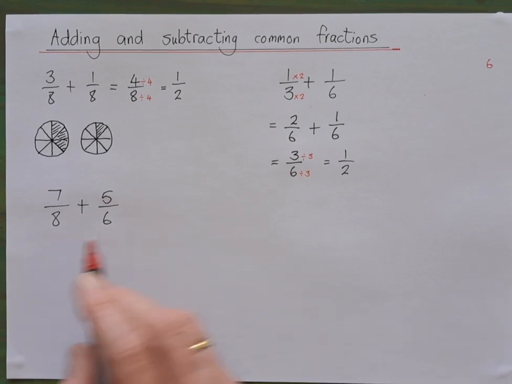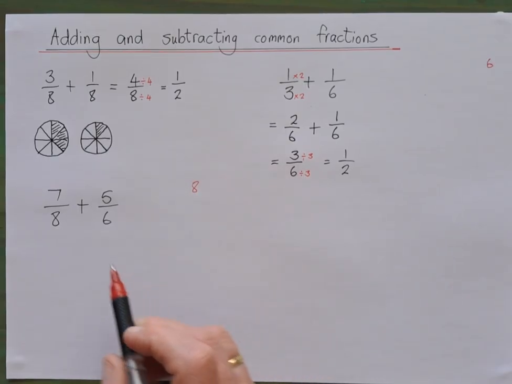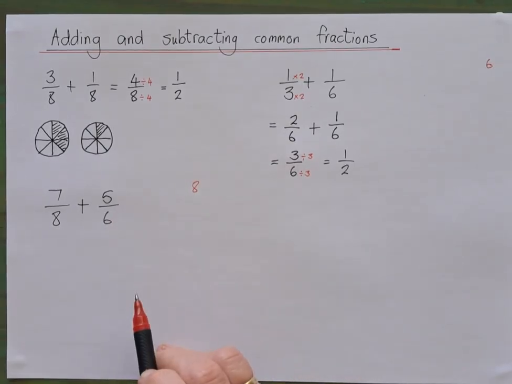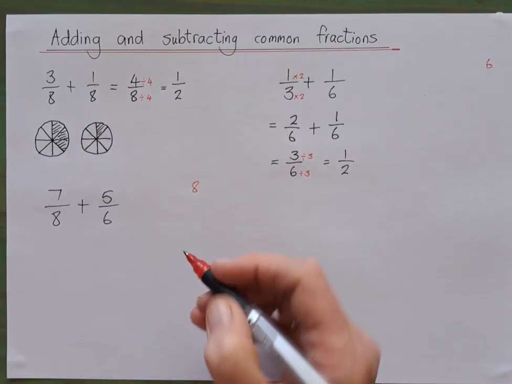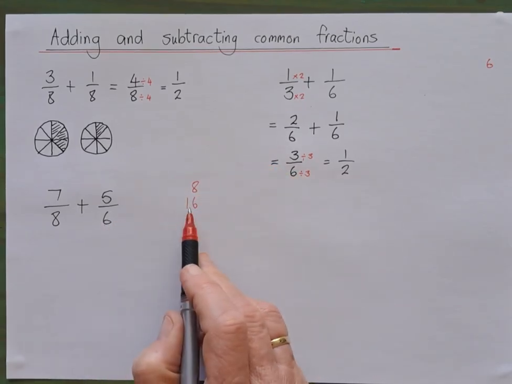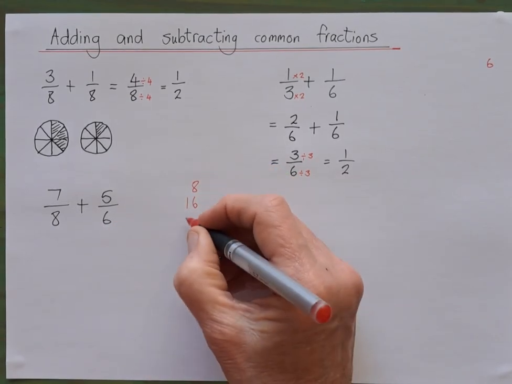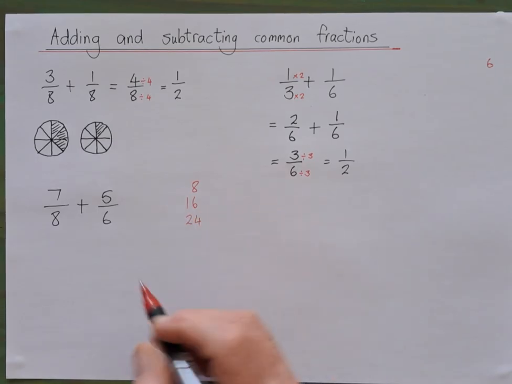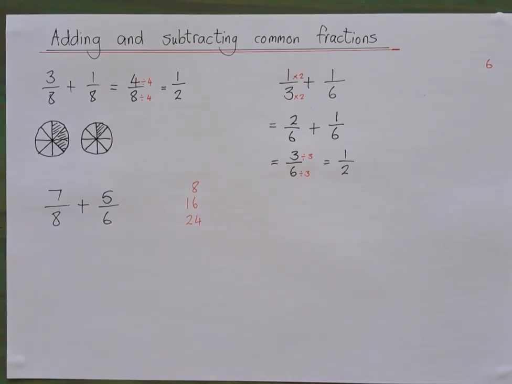What is the bigger denominator? 8. Can 6 divide exactly into 8? No, it can't, so I have to go to the next multiple of 8, which is 16. Can 6 divide into 16? No. Carry on to the next multiple. Can 6 divide into 24?